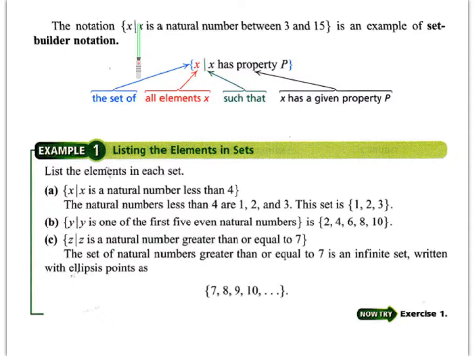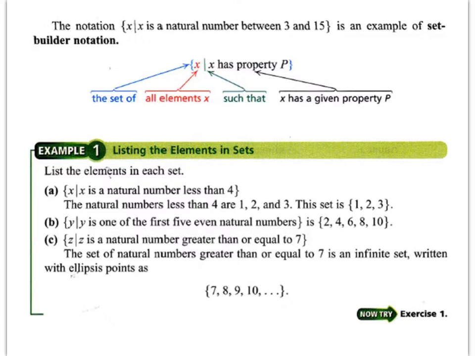So for example, they're describing a set where the set is all values x such that x is a natural number between 3 and 15. So that would be like 4, 5, 6, 7, 8, 9, 10, 11, 12, 13, 14 would be that set. You got to be careful when they're using between. So this set does not include 3 or 15. So basically it's the natural numbers from 4 to 14. And again, when you say from, then that gets to be a little bit unclear. So we want to be clear, so we'll use between.